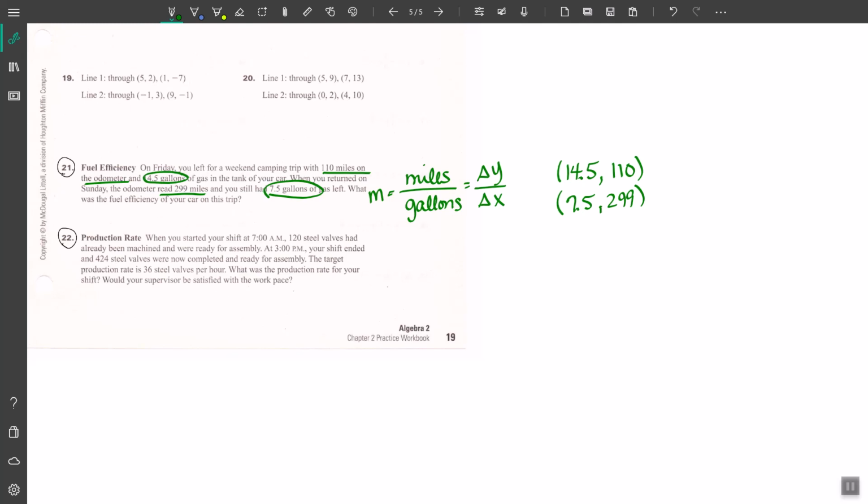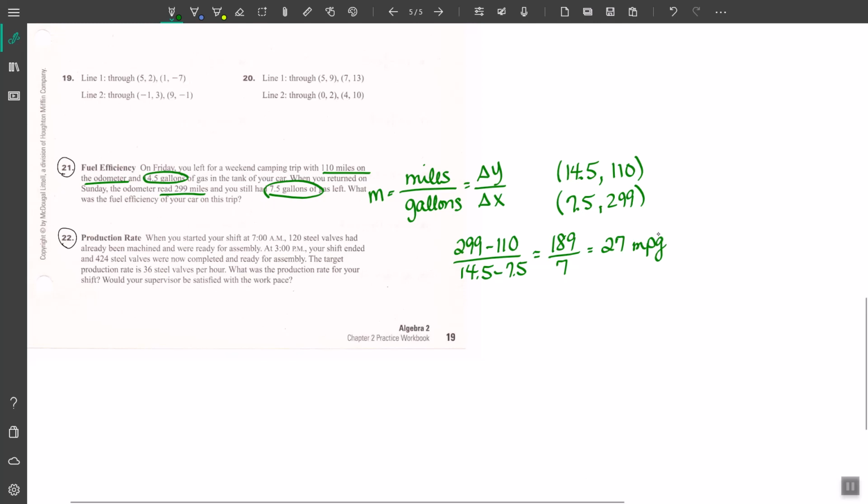So we can find our slope here, or our rate of change. We would call it our rate of change in this problem particularly because we're working with a word problem. So I'm just going to subtract the y's, and I'm going to put that over the x's. And I'll end up with 189 over 7, and that comes out to be 27 miles per gallon.